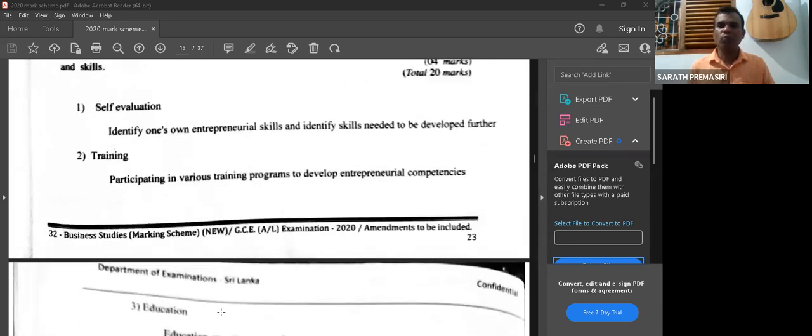Education. Through education, one can develop entrepreneurial skills. You get education with the intention of developing your skills, to improve your skills, skills of various competencies.